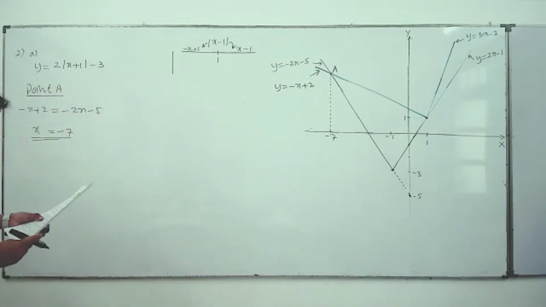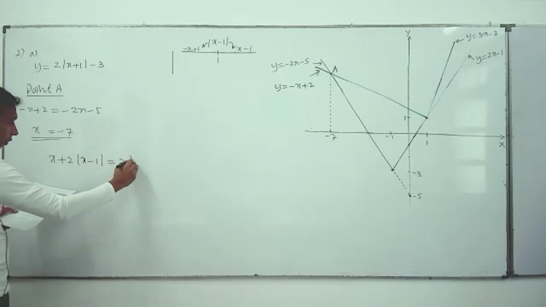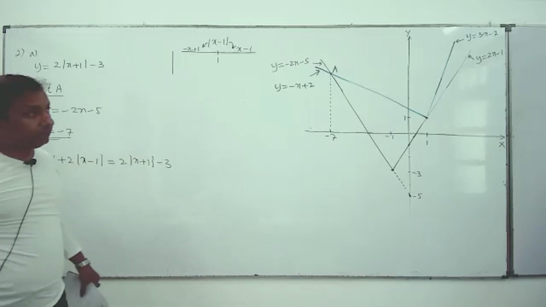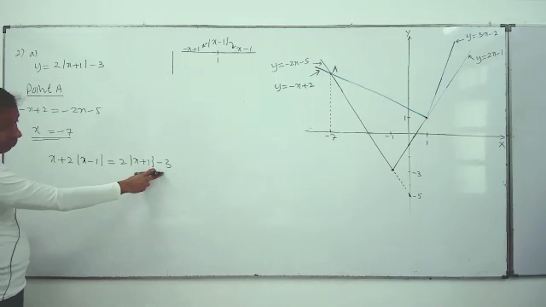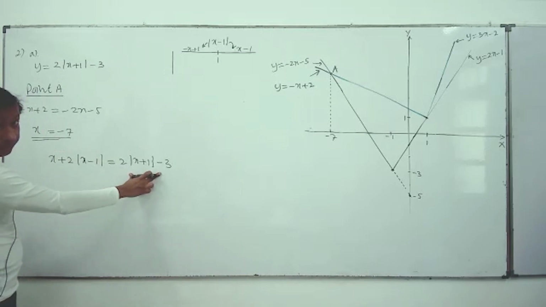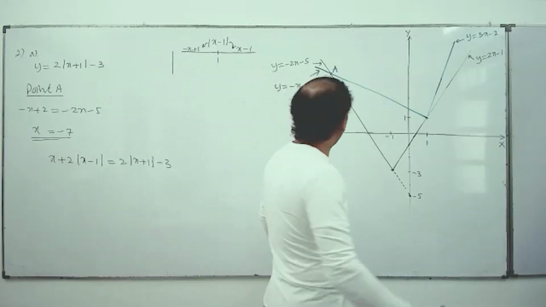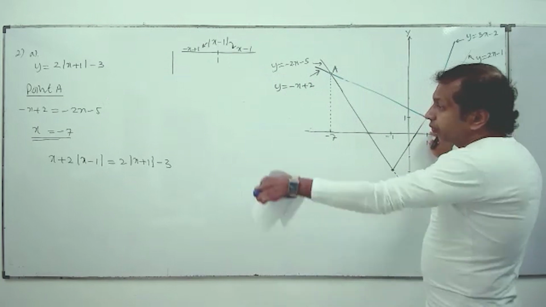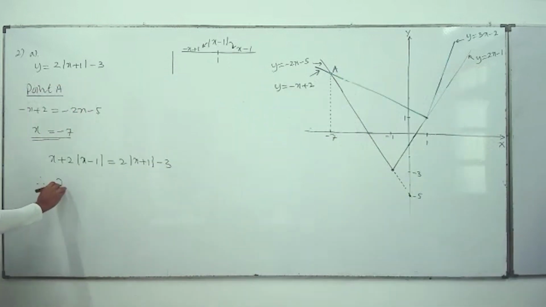Now what is being asked? Solve the equation x plus 2 times mod x minus 1 equals 2 times mod x plus 1 minus 3. This and this being equal, what do you mean by that? This is the blue one, this is the black one. This is the y of the blue one, this is the y of the black one. We are asking, when the y values of the graphs are equal, what are the x values? At this point the height of both graphs is equal, so the solutions are the x coordinates at that point. By the diagram we can write the solutions: minus 7 and x equals 1. We can see that very clearly.